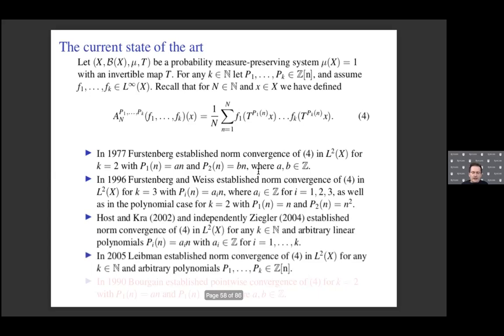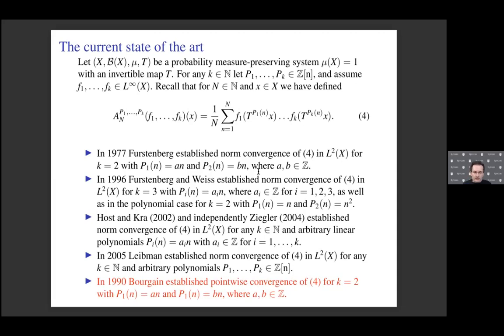And their results were extended by Leibman in 2005, and the norm convergence was established for averaging operators with arbitrary polynomials. And this is essentially the progress that had been made over the years concerning the norm convergence. But what is important from our point of view is that in 1990, Bourgain was also able to establish pointwise convergence for the bilinear averaging operators in the case of linear orbits, whenever P1 is equal to an and P2 is equal to bn, whenever a and b are integers.